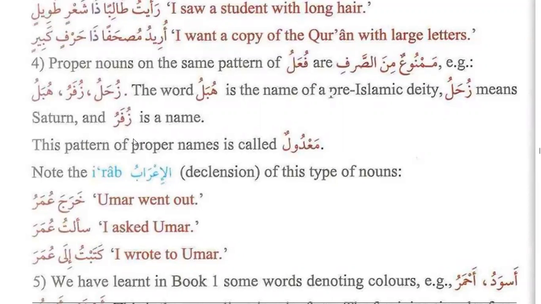And this first one, Umaru. Umaru is Failu. Umar is doing like that. Is a Failu. That's why it is Marfu. Yes. So it is Marfu.